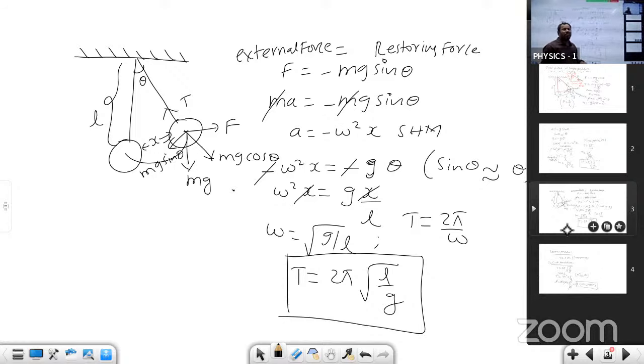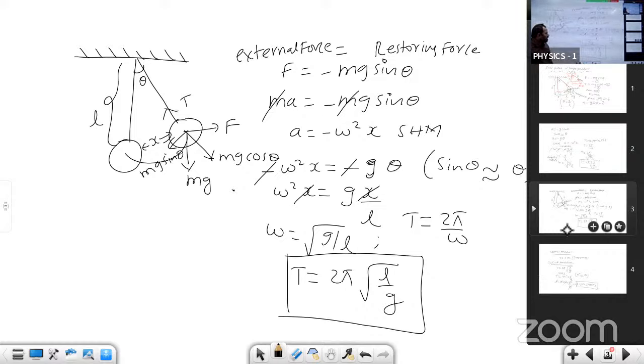This is the brief, shortcut explanation for the time period equation. That's why you directly write F equals ma, and M cancels. What is the simple harmonic motion acceleration formula? a equals minus omega square x. Substitute here, the minus signs cancel, omega square x. Angle equals arc per length, x cancels, remaining angular velocity: omega equals under root of g by L.